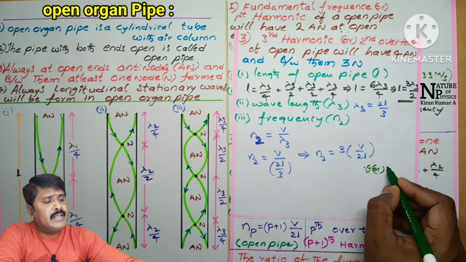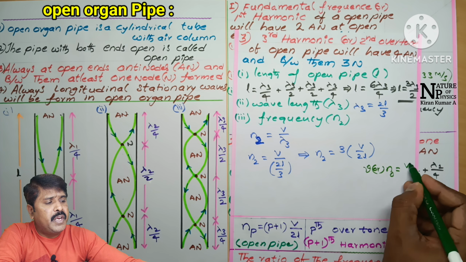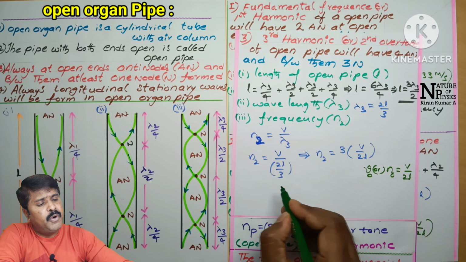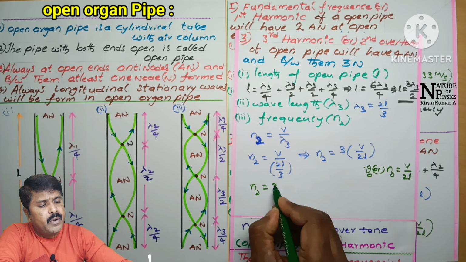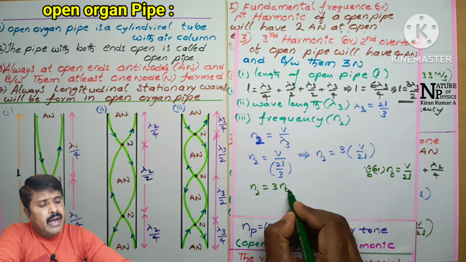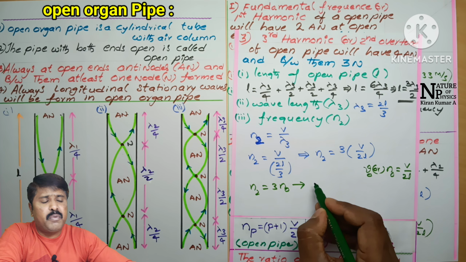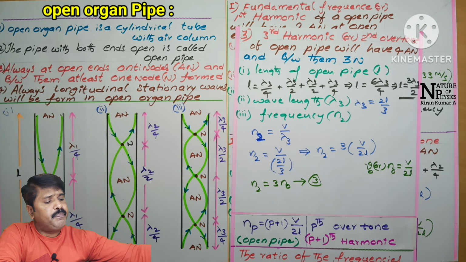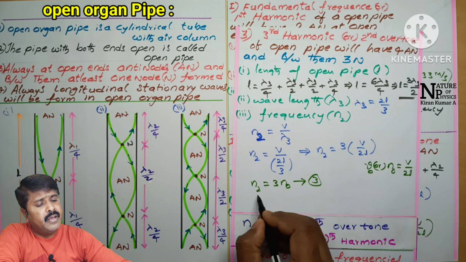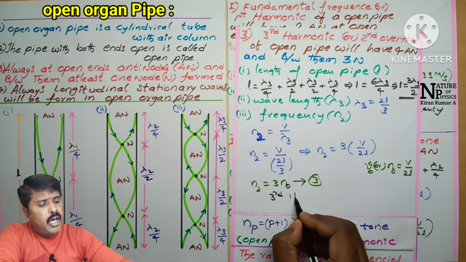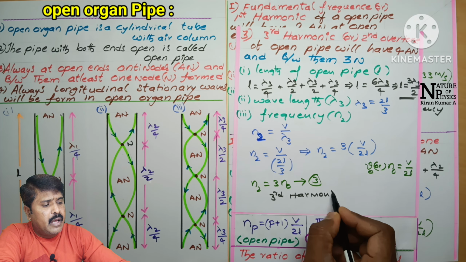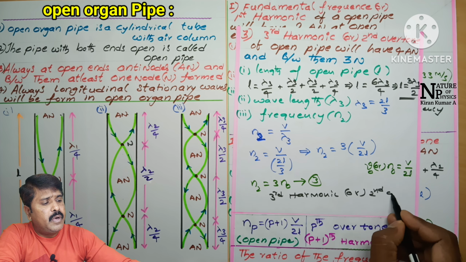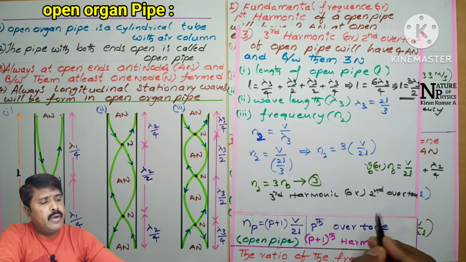Okay, that is N naught, which is equal to V divided by 2L, student. So replacing the value in the above equation, N2 is equal to 3 N naught. This I can write as equation number 3, student. Equation 3 represents the third harmonic or second overtone of the open pipe.